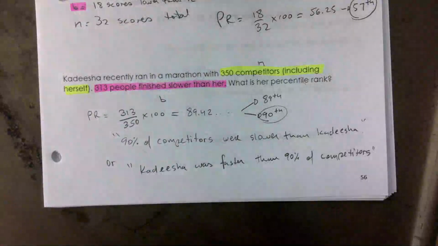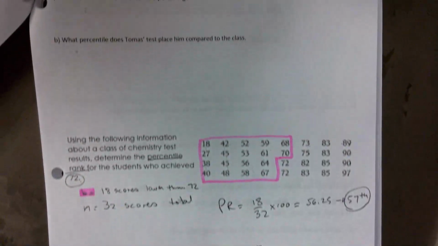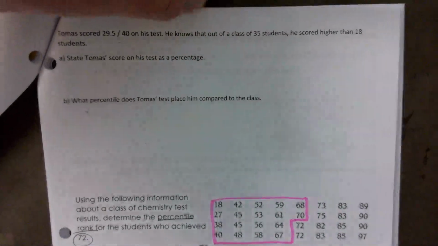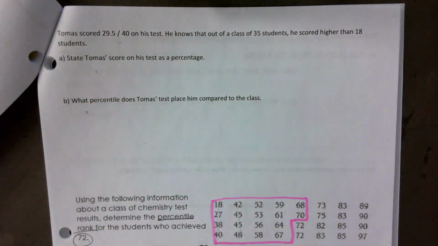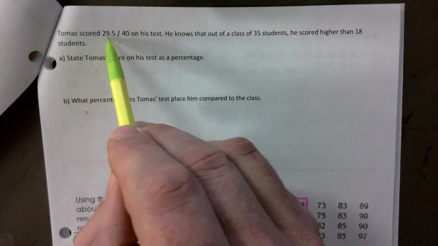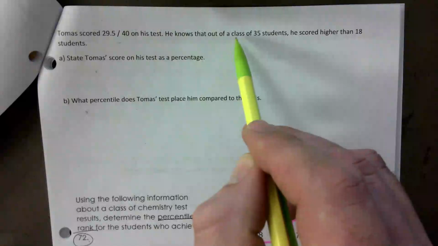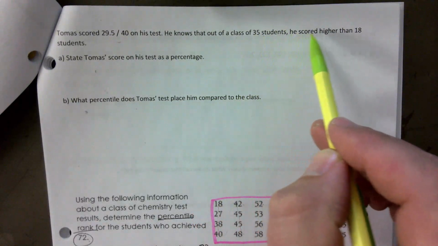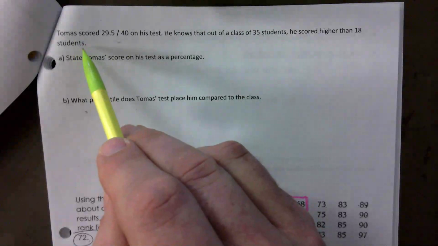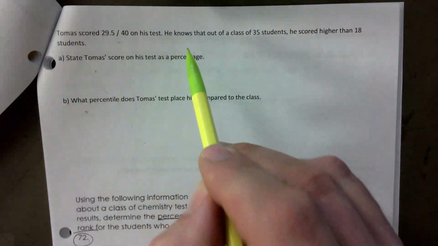Last but not least, we're going to go just up here on this one. This is a classic one, actually, on the exams as well. By classic, I mean it shows up fairly often. Okay, so watch this. Thomas scored 29.5 out of 40 on his test. He knows that out of the class of 35 students, he scored higher than 18 students. State Thomas's score on his test as a percentage.